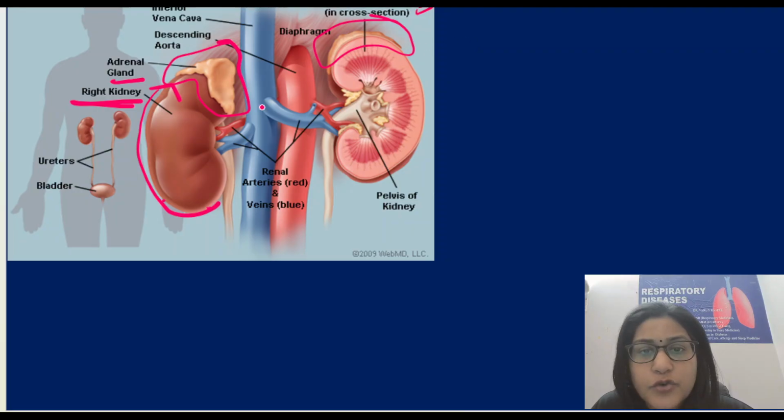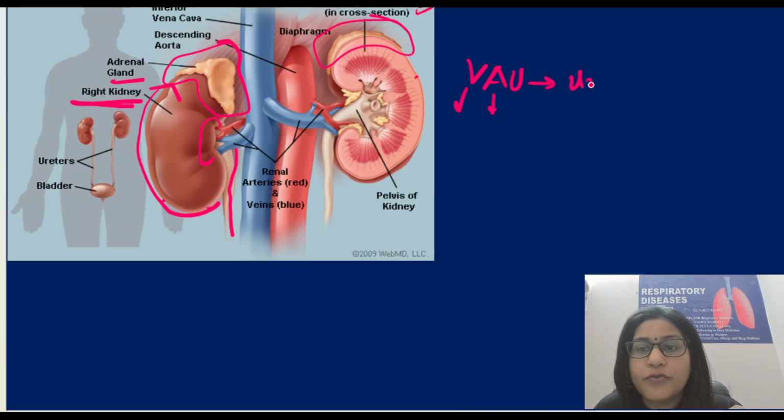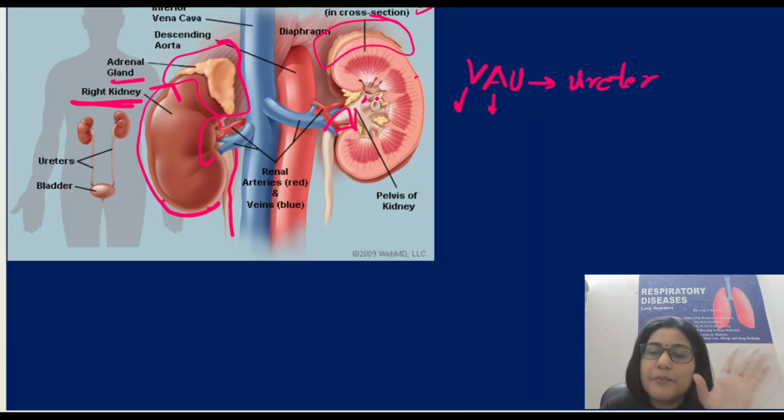The second most important thing for you to remember is this is your hilum, the hilum of the kidney. The anatomy of the vessels going into the kidney is VAU. The most anterior is your vein. Next comes your artery and then the ureter. The ureter is the most posterior structure, and it enters the kidney forming the renal pelvis. Then you have the major calyx, and then the minor calyx.